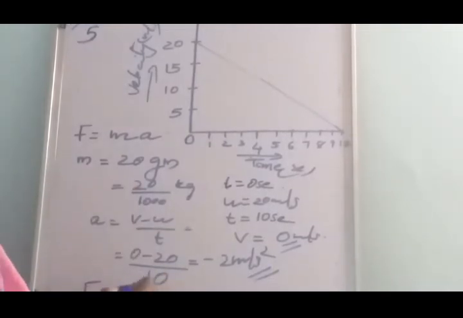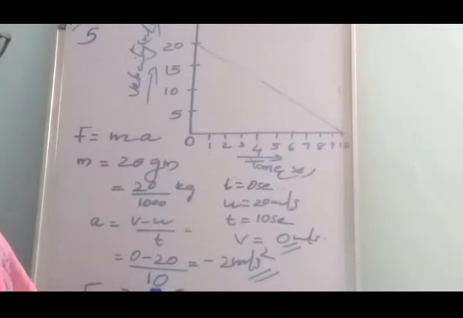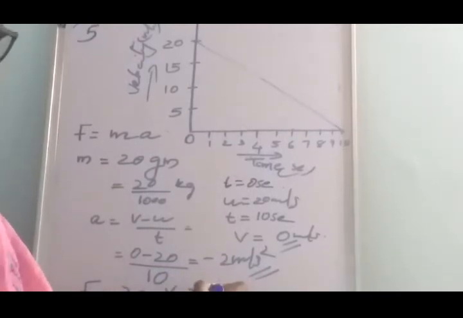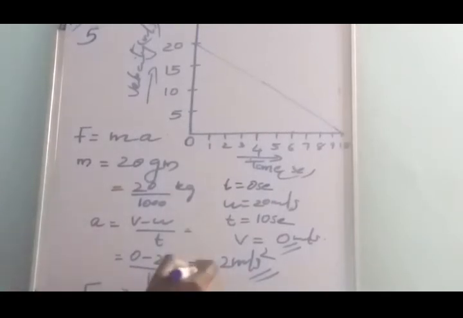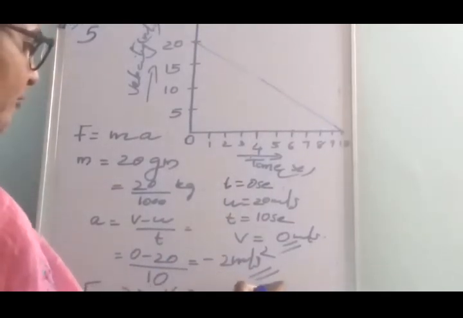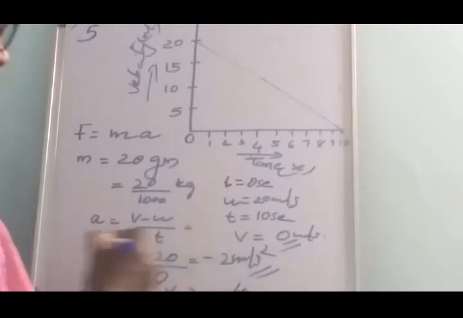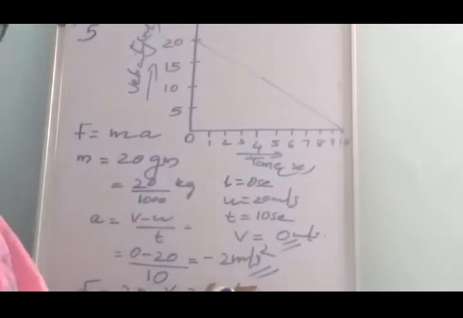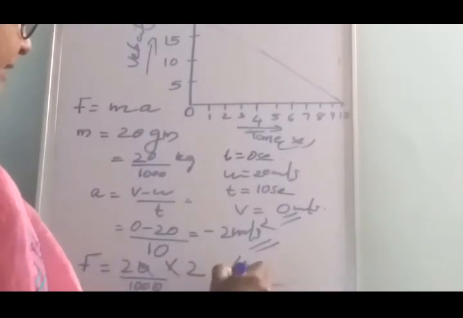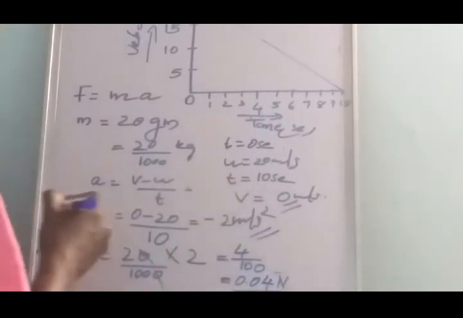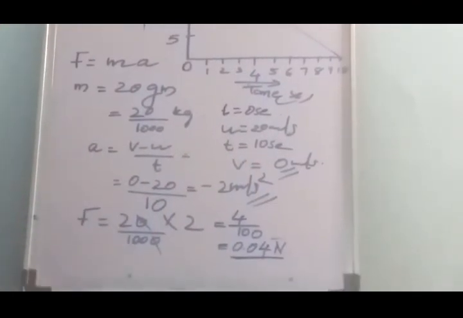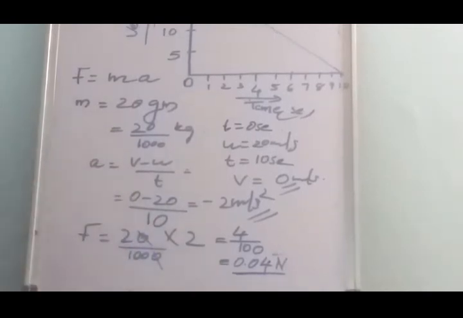Mass is 20 divided by 1000, into 2. That is the force. So it is 4 divided by 100. This we can write as 0.04 Newton. That is the force. 0.04 Newton is the force exerted by the table on the ball.